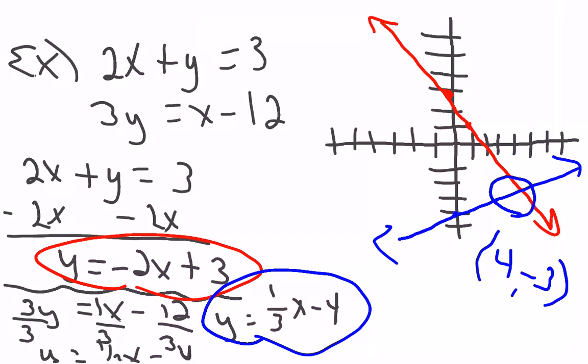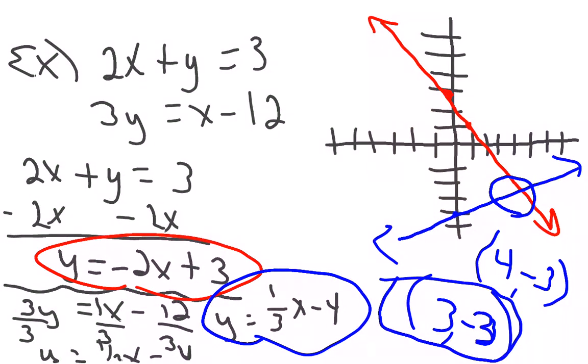In this particular problem, what actually ends up happening is they cross at 3, -3. And so if you were accurate in your drawing, then you would see that that's where they cross. And so it's also good to check and plug them back in to make sure that they work. So the solution to this one is 3, -3.